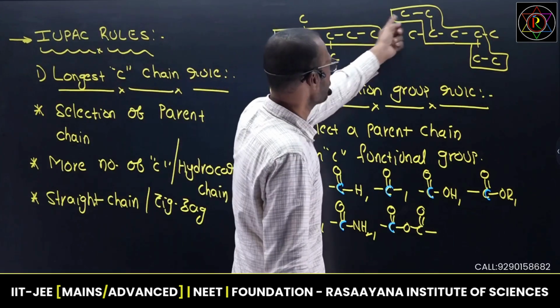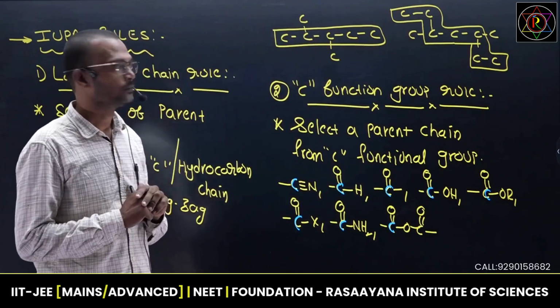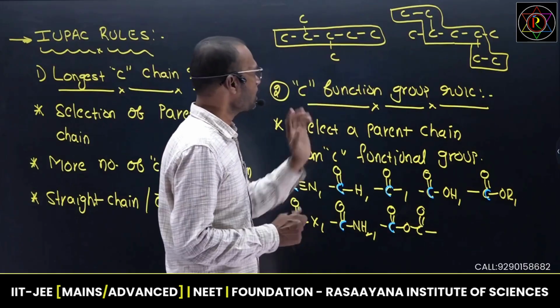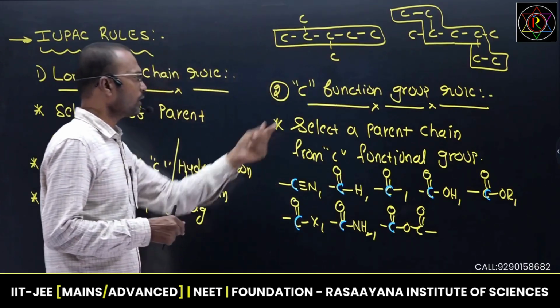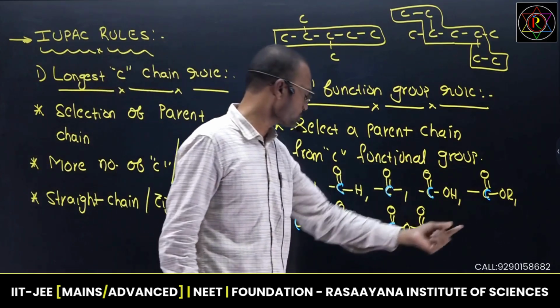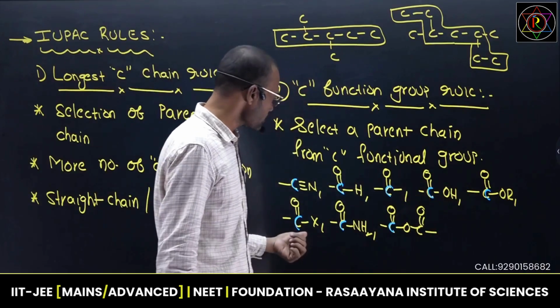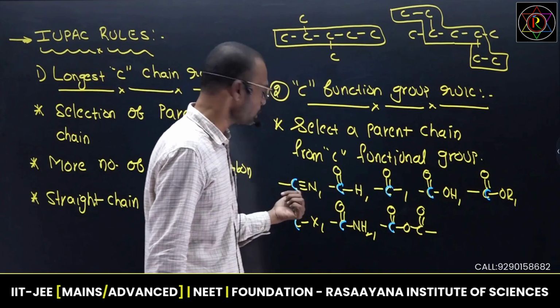Okay, then it may be a straight chain or zigzag chain. Don't think that the parent chain is always a straight chain. It may be straight or zigzag. Carbon functional group rule is saying that whenever any organic molecule carries carbon functional groups, these are all called carbon functional groups: aldehyde, ketone, ester, acid, acid halides, amides, anhydrides, and this is called nitrile.